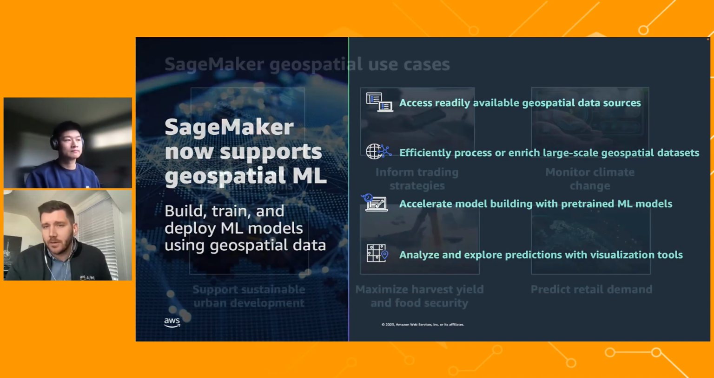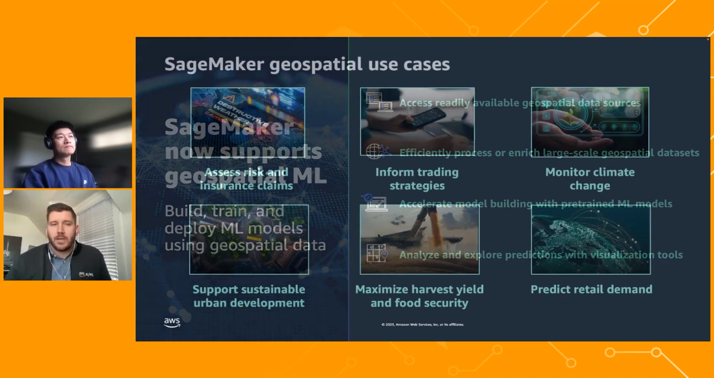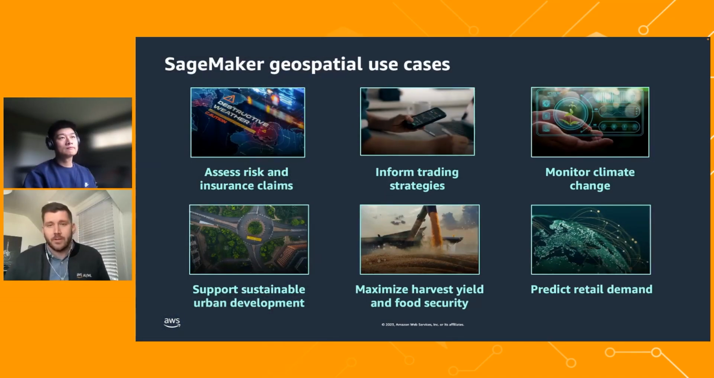We see our customers using geospatial analysis for a number of different use cases. Customers within the public sector are using geospatial analysis to support risk and insurance claims. So how do you determine if your location is at risk based off of natural disasters and the impact that natural disasters might cause? How do we track construction projects from space and monitor those as they expand?